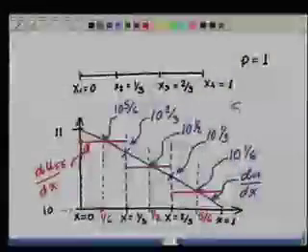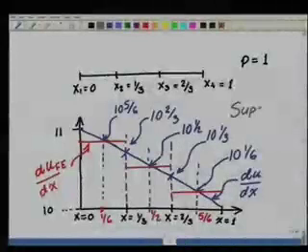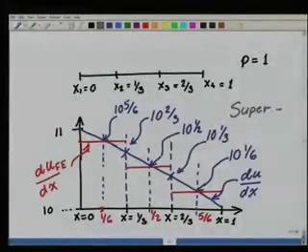This property is given a name. It is called superconvergence.